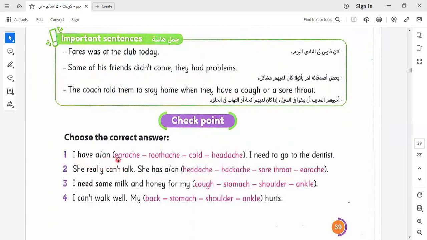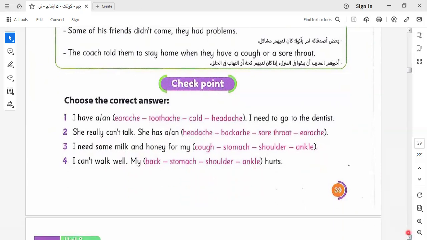Here we have: I have a toothache. I need to go to the dentist. So dentist is related to what? To our teeth. So it would be toothache. She really can't talk. She has what? Sore throat. I need some milk and honey for what? For my cough. You are clever pupils. I can't walk well. My ankle hurts. So when we walk, it is related to what? To my ankle. Let's go to another one.